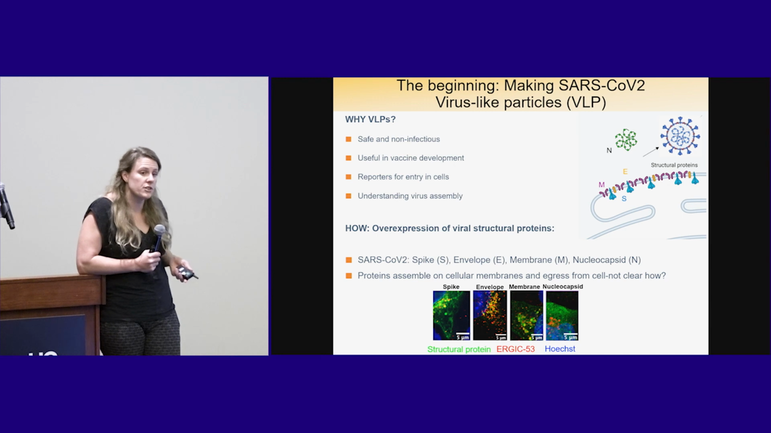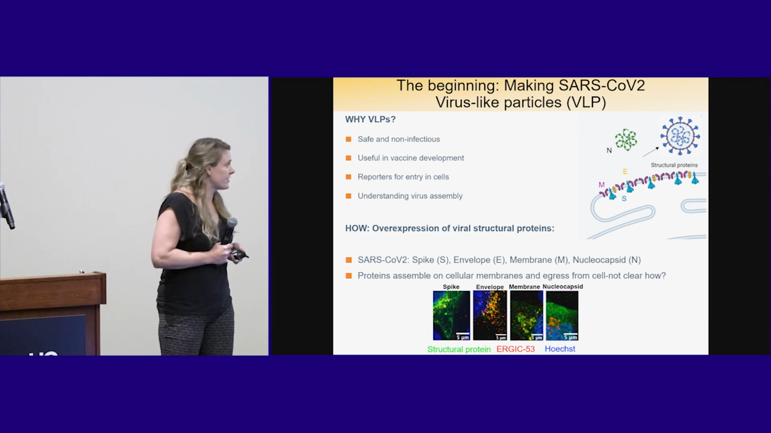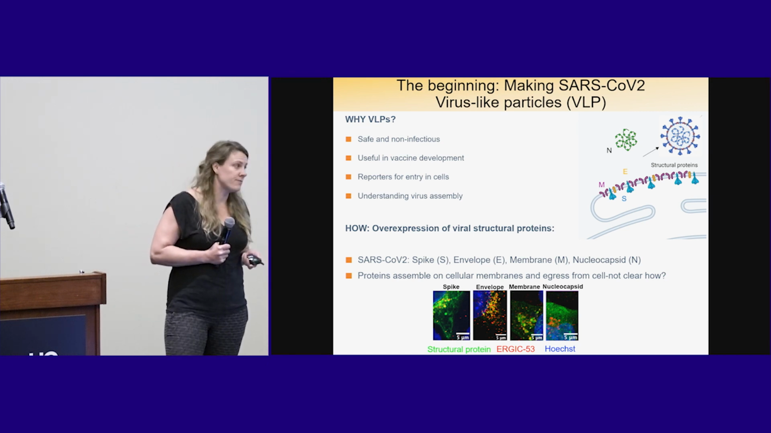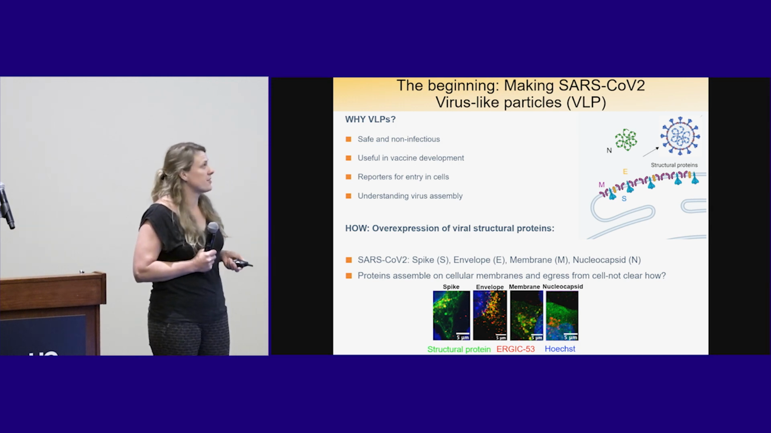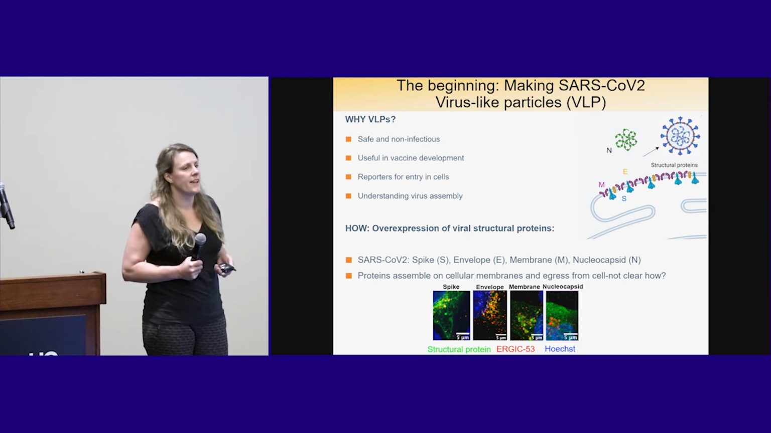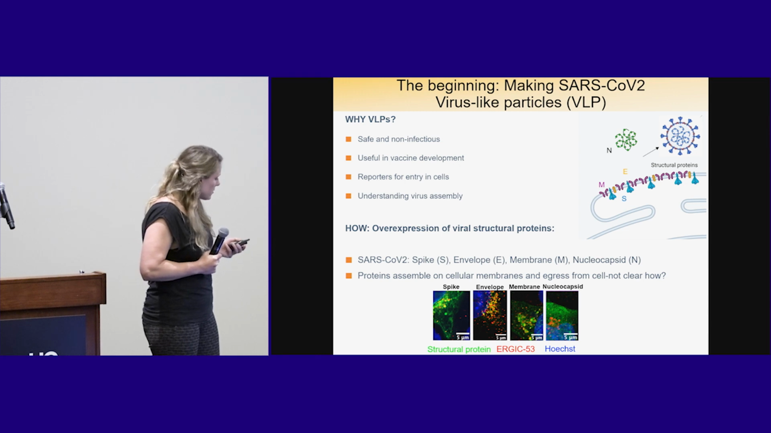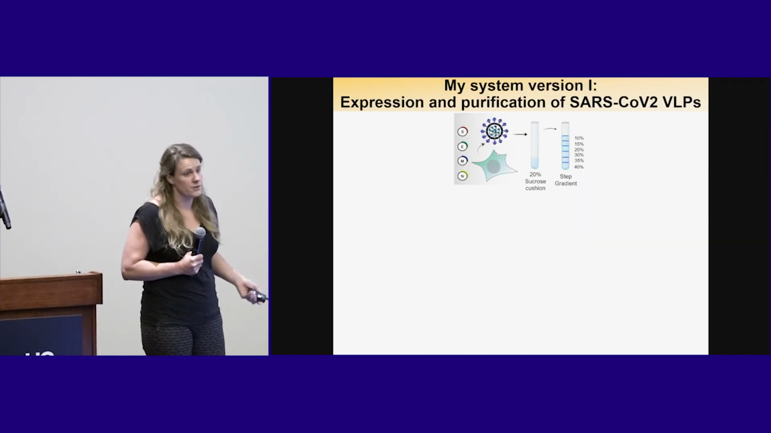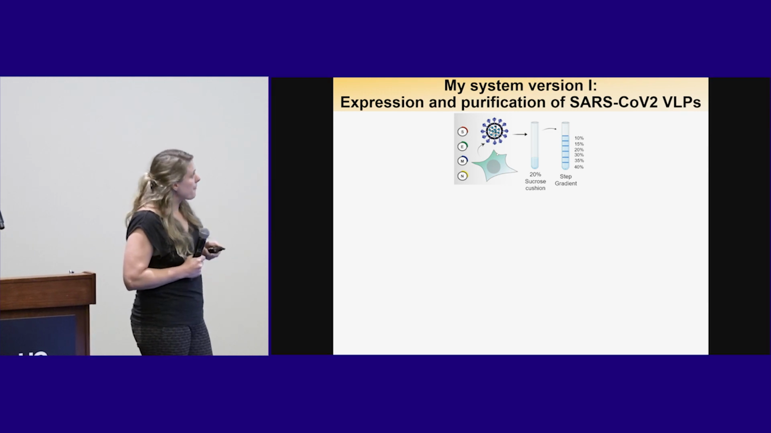So for SARS-CoV-2, we make VLPs by overexpressing the 4 structural proteins, the S, E, M, and N proteins. And in cells, these have the expected localization, and upon co-expression, they aggregate on cellular membranes and then bud from cells. So we devised a system to purify these budded and secreted particles by ultracentrifugation of a density step gradient.